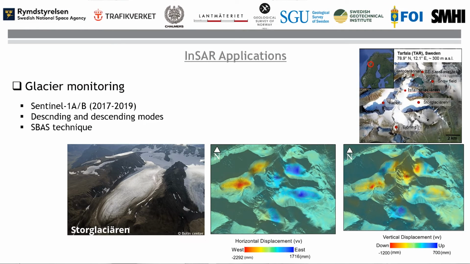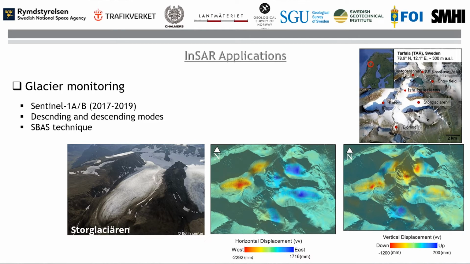Okay, another good example for InSAR is glacial monitoring, especially for the countries located in the north. Here you can see a good example of some glaciers in the north of Sweden, a location called Tarfala, including some major glaciers. I started the data processing in order to monitor these glaciers with Sentinel-1 within the time span of 2017 and 2019. I used both descending and ascending orbits, and I used the SBAS technique.